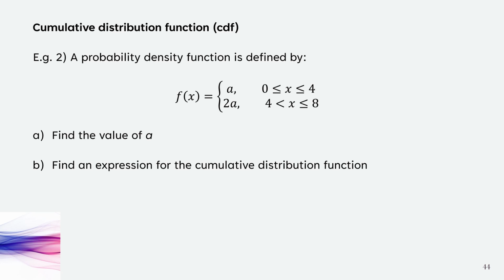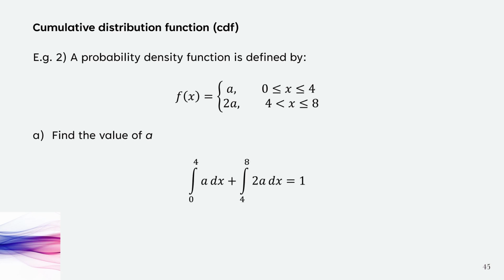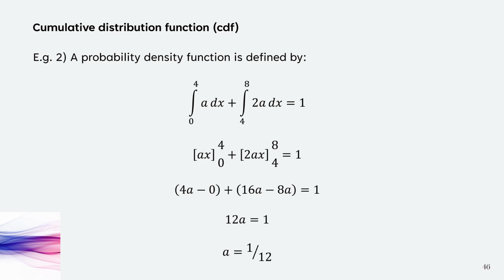Second one, we've got a probability density function. We're going to find the value of a. So given that f of x equals a from 0 to 4 and 2a from 4 to 8, we're going to find an expression for the cumulative distribution. So firstly, the integral from 0 to 4 of a plus the integral from 4 to 8 of 2a, since it's a PDF, must equal 1. So the integral of a is ax, sub in 4 minus sub in 0, and the integral of 2a is 2ax, sub in 8 minus subbing in 4. So we get 12a equals 1, so a equals a 12th.